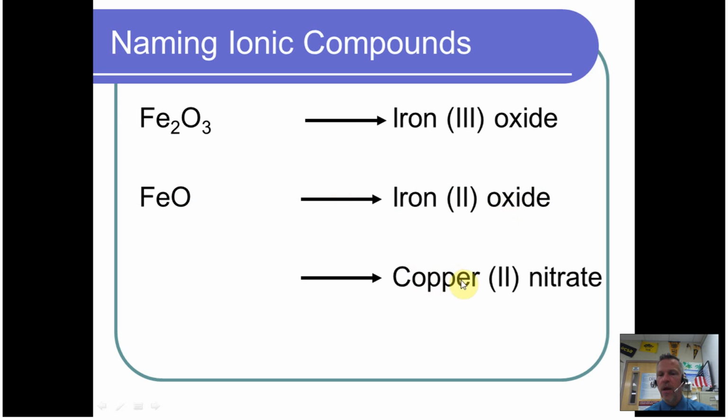Here's another example, copper(II) nitrate. All right, that's a name. How would we get a formula out of that? Well, copper is in this +2 state, and we know that nitrate is -1, so we have two nitrates at -1 each, and one copper in its +2 state: Cu(NO3)2.